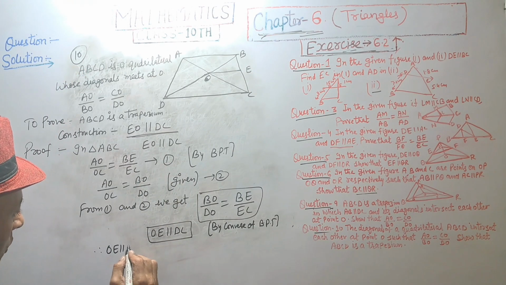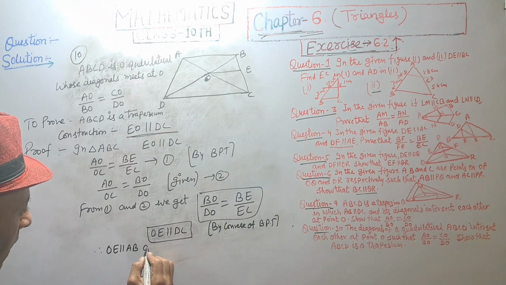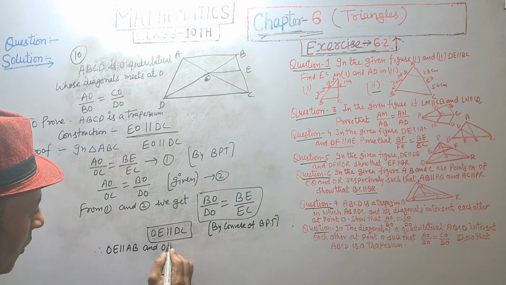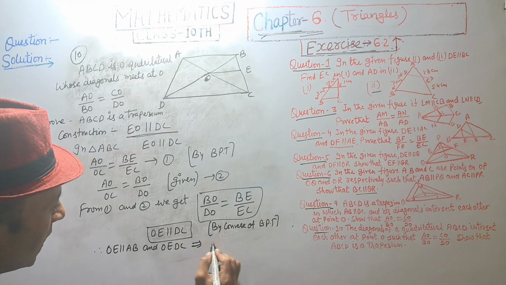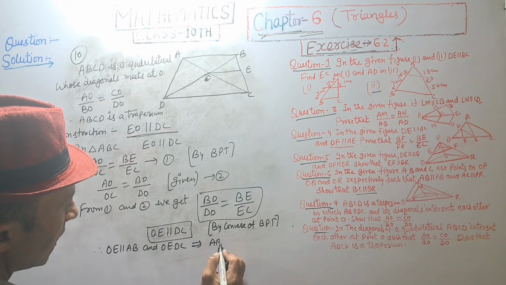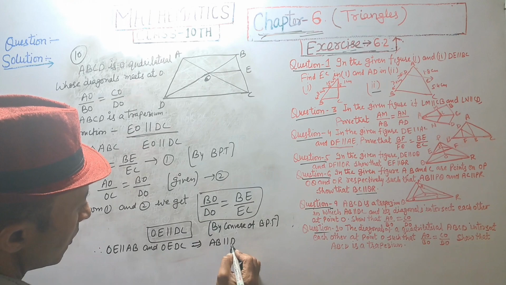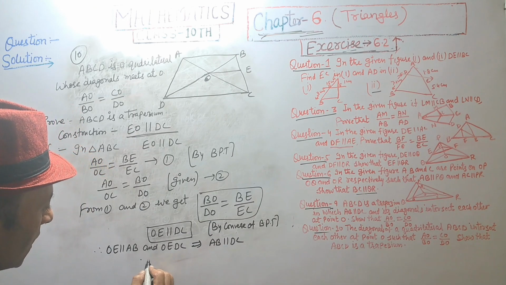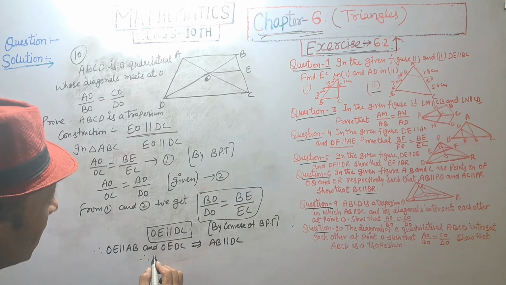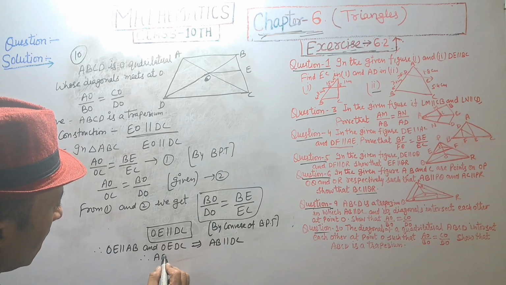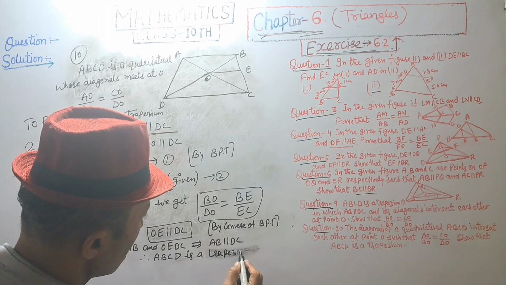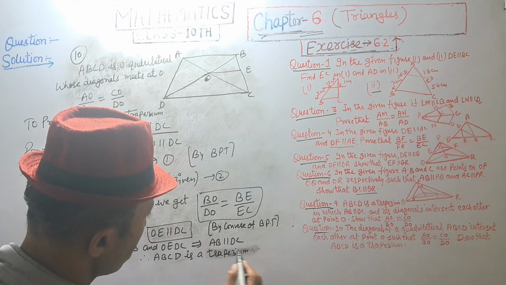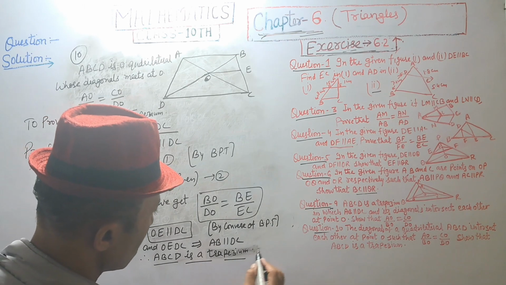OE is parallel to AB and OE is parallel to DC. This implies AB is parallel to DC. Hence ABCD is a trapezium. Hence proved.